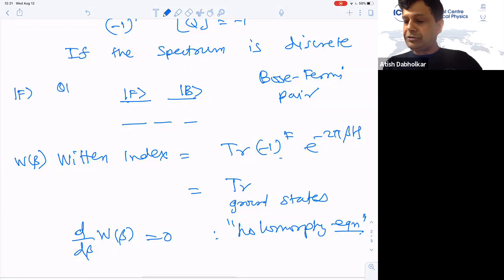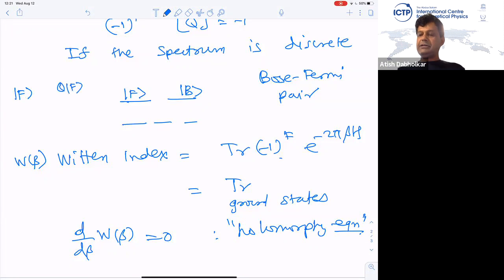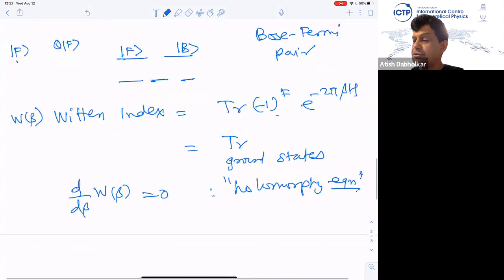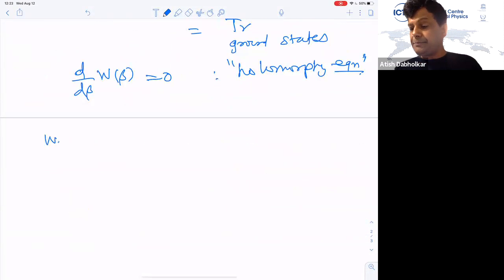Q of f is also an eigenstate of the Hamiltonian with the same eigenvalue. And because f and Q of f have opposite (-1)^F, they cancel out in pairs. The only thing that you're left with is something that is annihilated by Q. And therefore, if it is annihilated by Q, it's also annihilated by the Hamiltonian. So it has to be the ground states. So the Witten index counts the ground states.